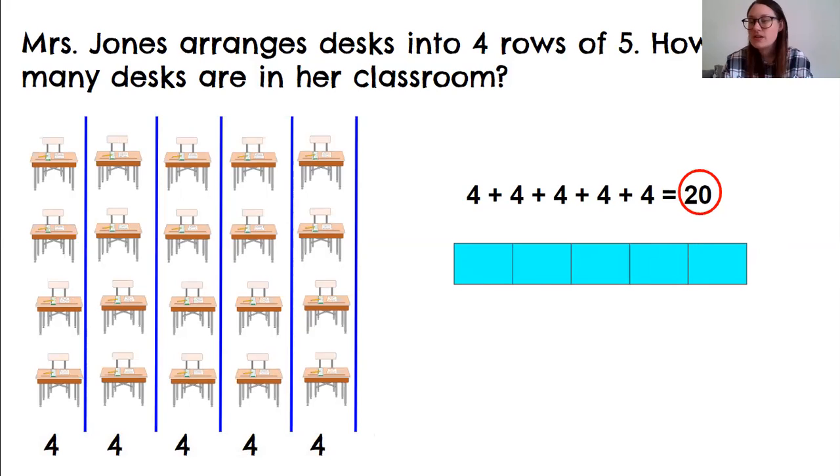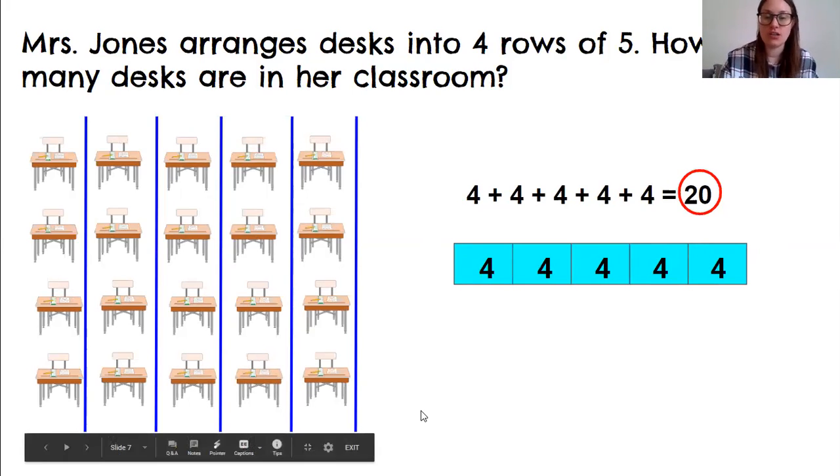Now, what number would we put in each box? Remember, they're equal groups, so the number's going to be the same. What number would we put in each box? Think about it. That's right. We would put 4 in each box because there are 4 desks in each column.